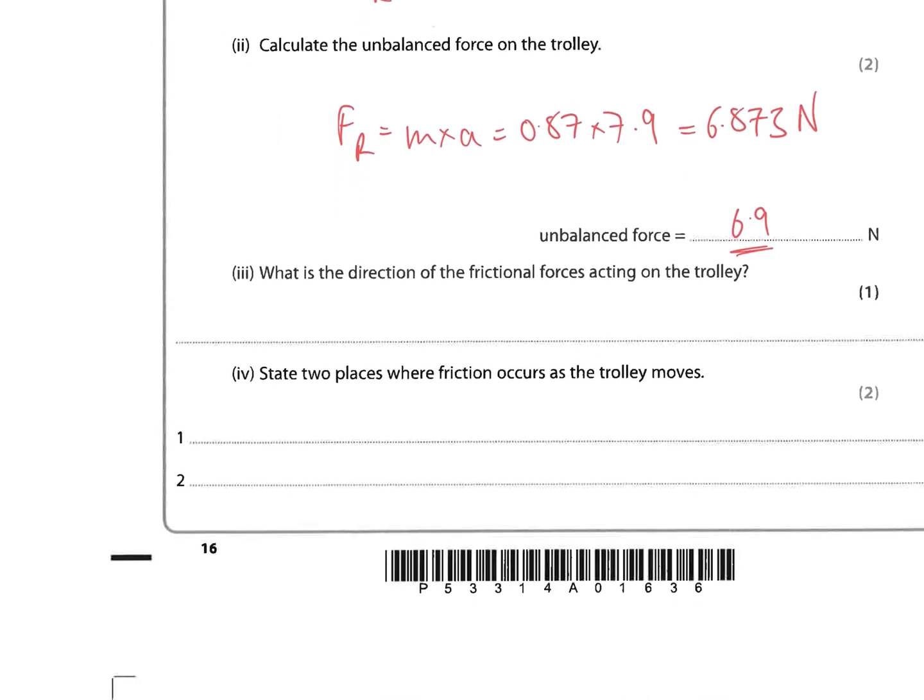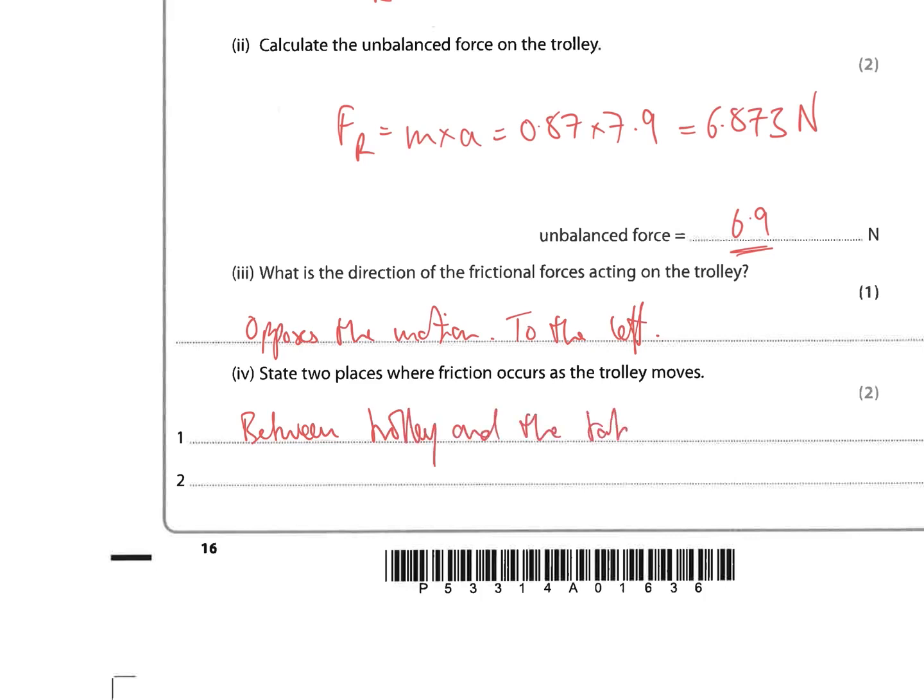What is the direction of the frictional force acting on the trolley? Well, it opposes the motion. So I would say to the left. If the trolley's moving to the right, it's to the left. And what are the 2 places where the trolley friction occurs? Well, that's between the trolley and the table, and also between the pulley and the rope.